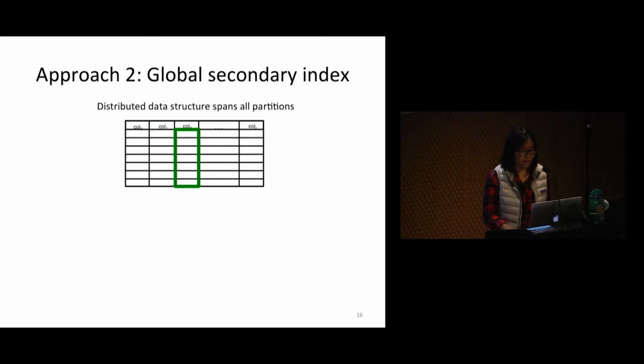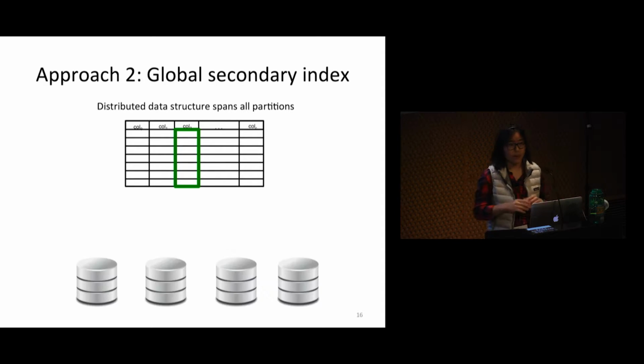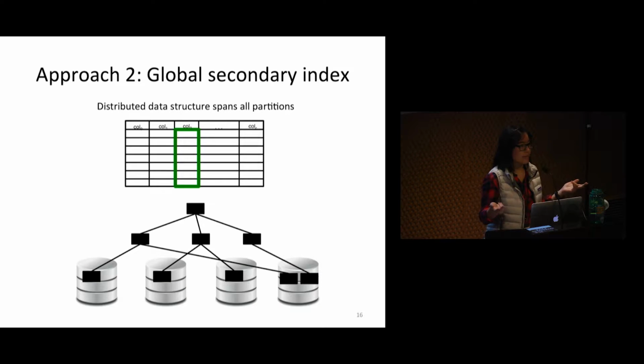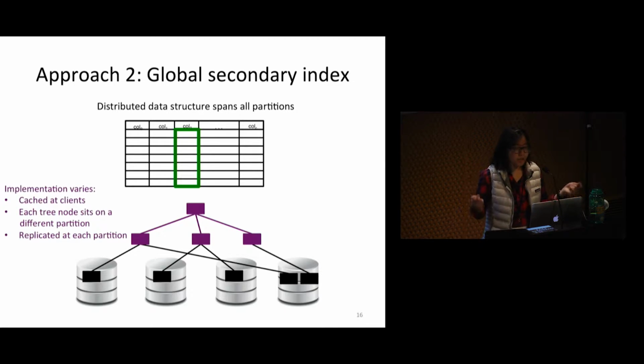So again, suppose you have your partitions, and you're going to build some sort of global data structure. And the reason why the top half of this tree isn't really on a particular partition is because you can actually implement this in a lot of different ways. For example, you can cache this top half at the clients. The top half of a tree typically doesn't change that much as the tree grows, so you might be able to cache it. You also might be able to put each of these nodes on a different partition. Or you might even replicate this top half at each partition so that you really only have to visit one partition, go down the tree, and then maybe go somewhere else for your actual leaf node.